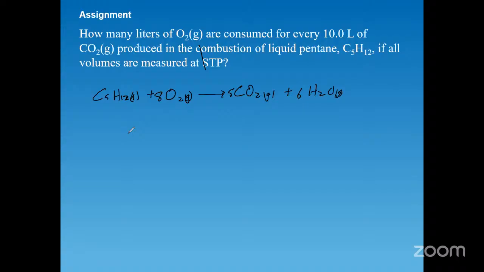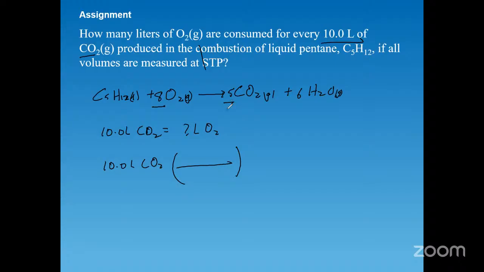Okay. So the next step, now that we have the balanced equation, we start working with the 10.0 liters of carbon dioxide. And the question is asking for how many liters of oxygen gas would be consumed. So the question now becomes, what do we multiply the 10 liters of carbon dioxide by? In order for us to get to liters of oxygen, in order for us to figure out what goes here, we look at the volume ratios, which will be the same as the mole ratios, between the oxygen and the carbon dioxide.